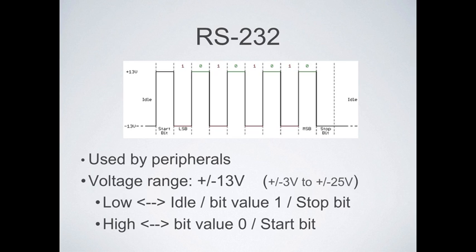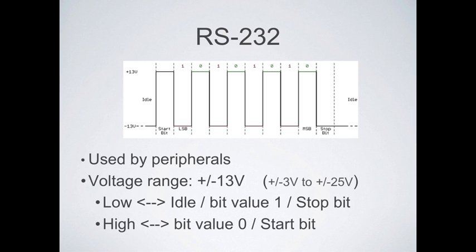And just like the TTL, the low voltage is going to signify an idle. No, actually it's vice versa, it's flipped on its head. You're going to find that a low value is going to signify an idle state, or a bit value 1, or the stop bit. And if your voltage is high, it's going to be a bit value 0 or the start bit.